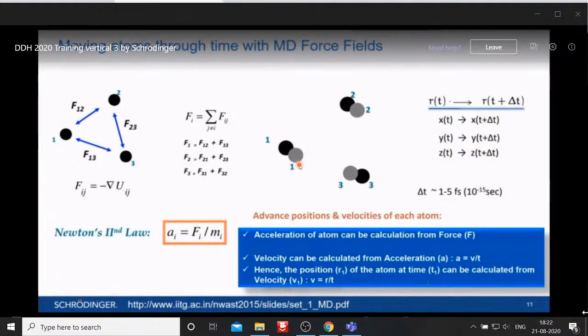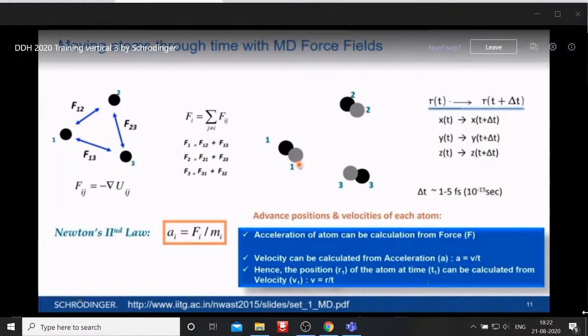So it's all about solving this Newton's second law equation, but it's not that easy. I just made it easy to help you understand how it works. There are many environmental factors which come into the picture, for example the solvation effect and other things. Those we need to consider while calculating this next position.